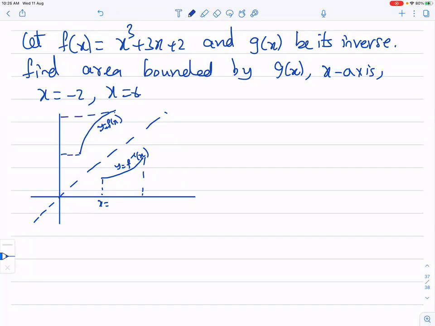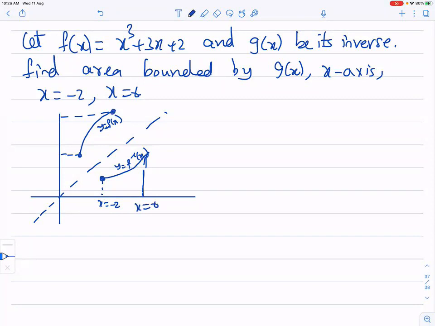Aren't those the same thing? Yes, students. The area of f inverse with respect to the x-axis is nothing but the area of f of x with respect to the y-axis, for the same mirror image values. Correct? Yes. So the x coordinate of this point becomes the y coordinate of this point. Correct?